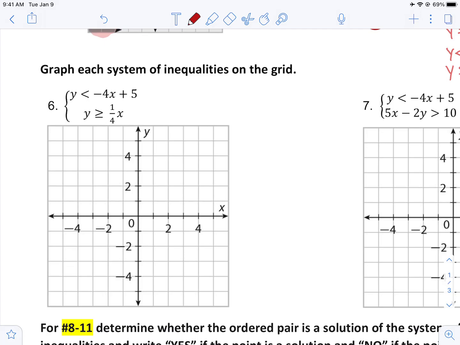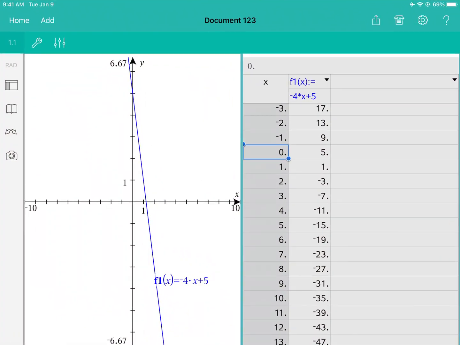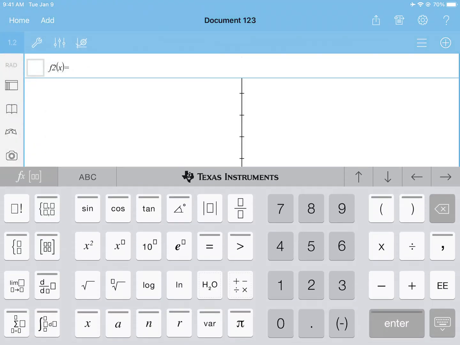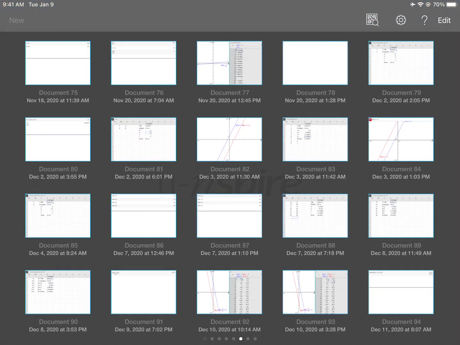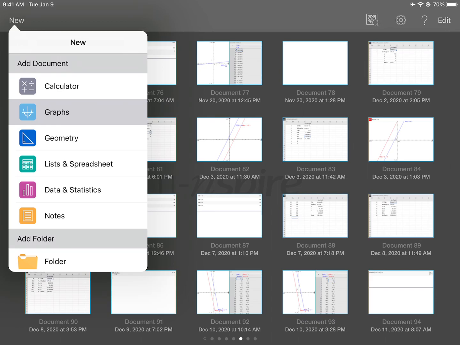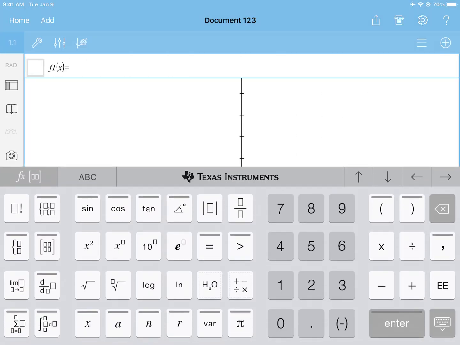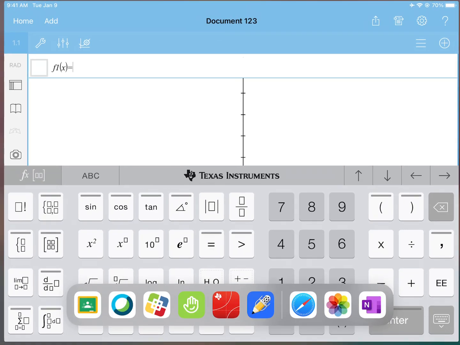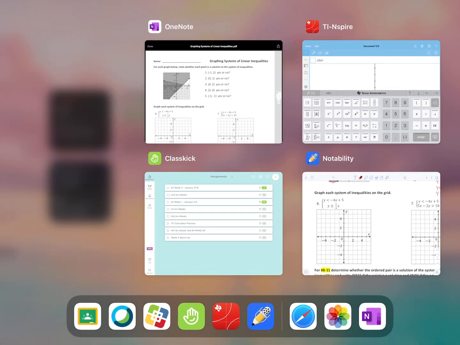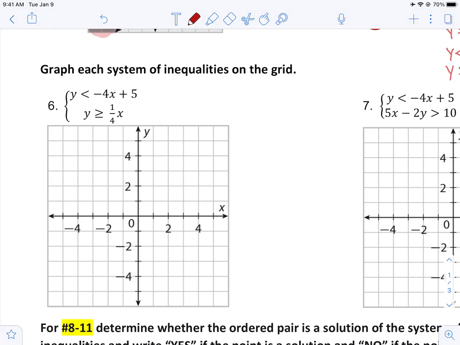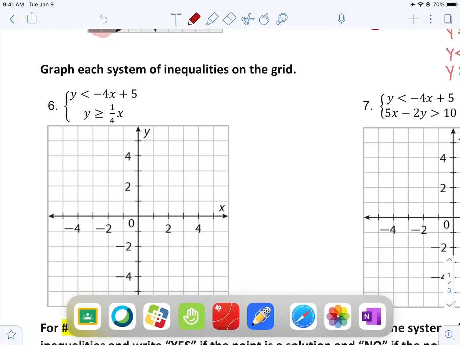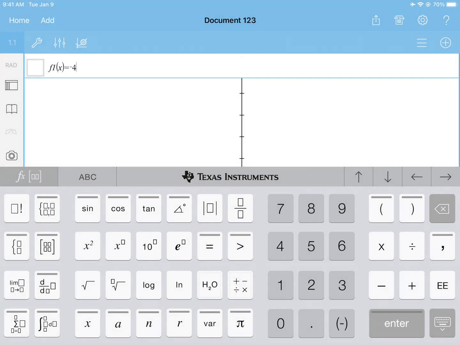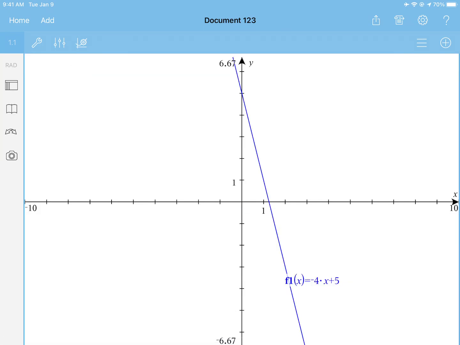So I'm going to go to my calculator. I'm going to go to a new graph. So you go home. No, we don't want to save. New graph. And I'm going to type in that first equation so I can see it again. It was -4x plus 5. And remember that f1 of x, that's just saying y equals, so you just want everything after the inequality sign. So it looks like this.